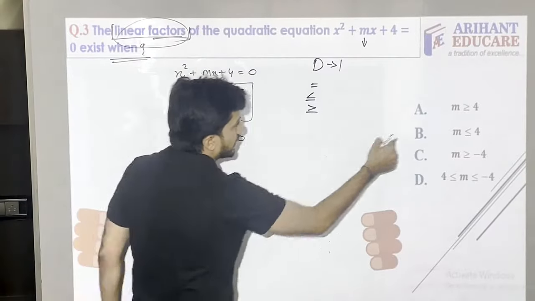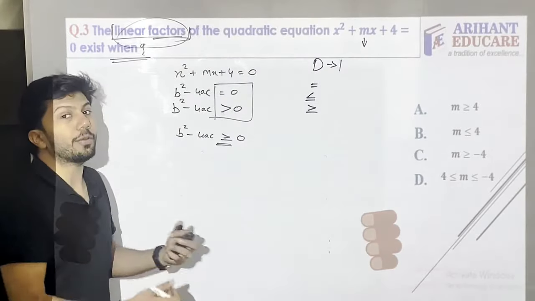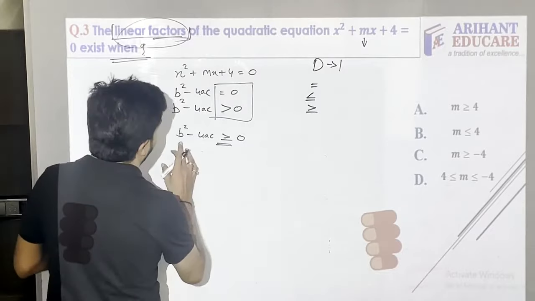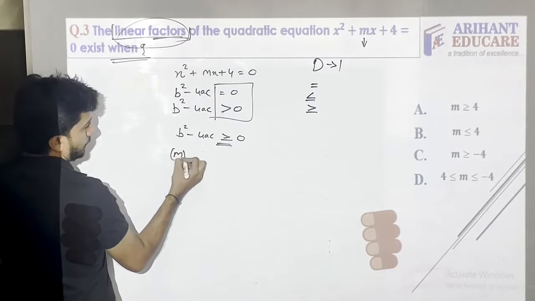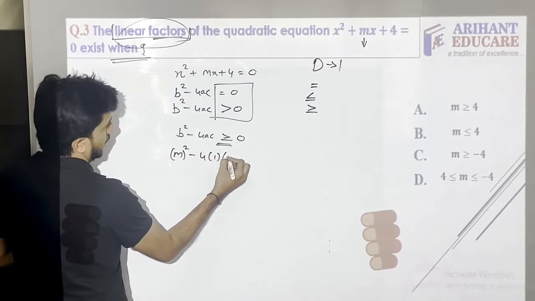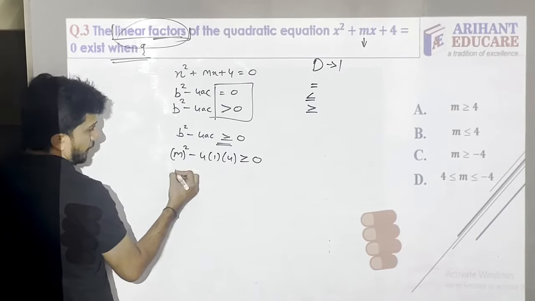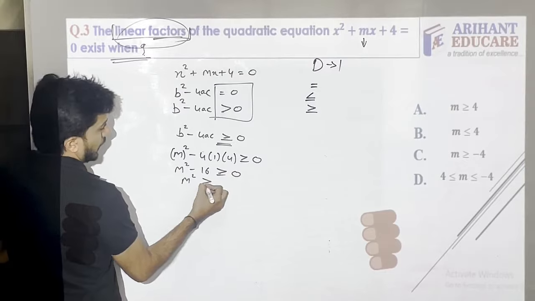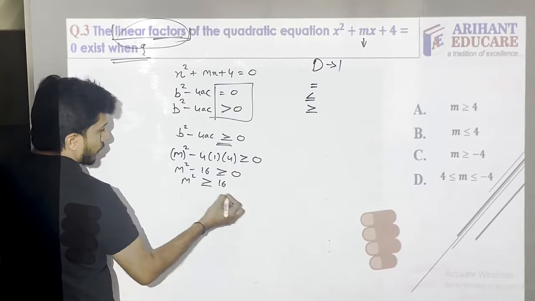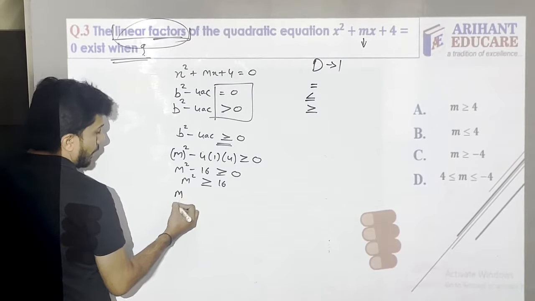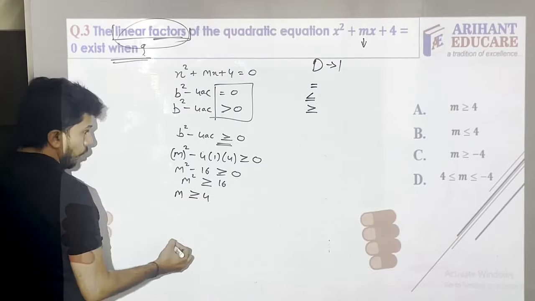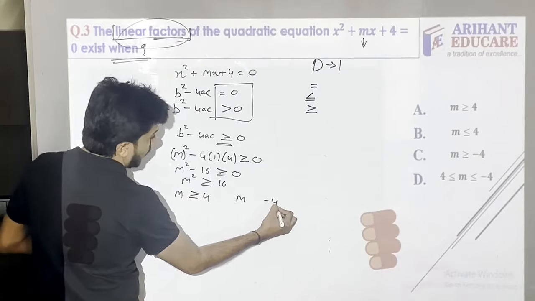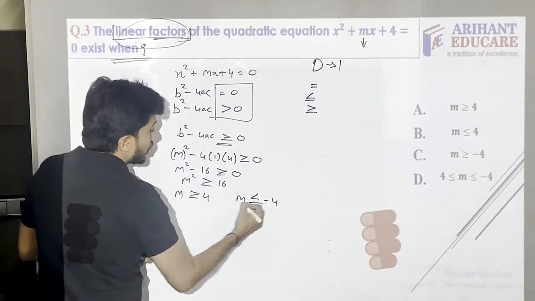So see, we got such signs already. Now how to deal with these signs further? So let's see. b is m, the whole square, minus 4 into 1 into 4, greater than equal to 0. m square minus 16 greater than equal to 0. m square greater than equal to 16. Taking square roots, I'll get either the value of m is greater than equal to 4 or the value of m is minus 4. But now the sign will change.